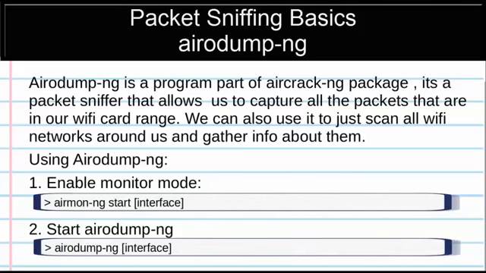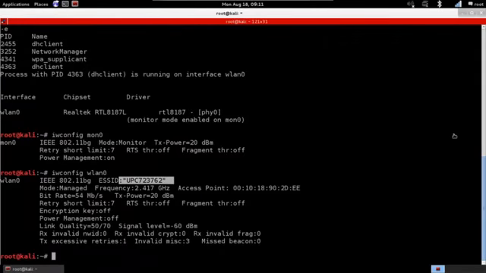We can run it against all the networks around us, so we'll collect any packets that are within our Wi-Fi range, or we can run it against a certain AP or access point, so we'll only be collecting packets that are coming from a certain Wi-Fi network. We'll see how we run the program first.